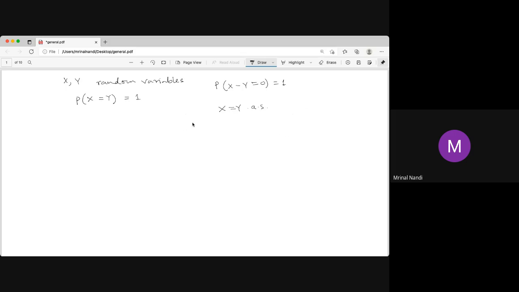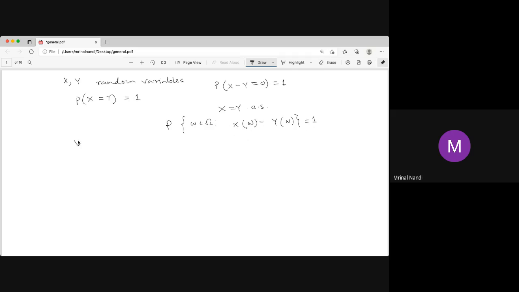In another way, you can say that for every omega belonging to Omega, X of omega is equal to Y of omega. This probability is 1. For all omega belonging to Omega, X of omega and Y of omega are equal with probability 1.